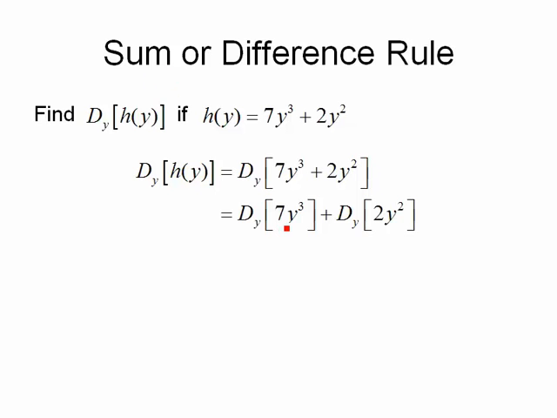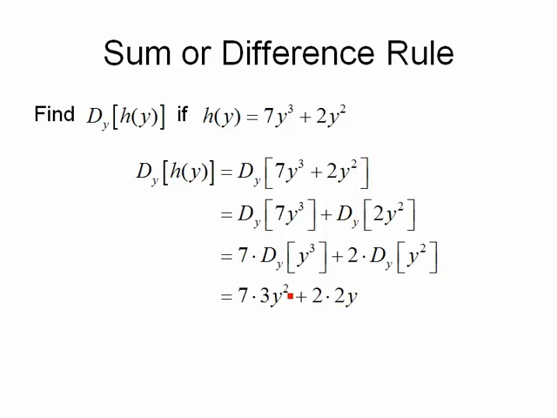Notice that there's a constant in each one of these individual derivatives. To do those, we're going to pull the 7 and the 2 out in front. So we take 7 times the derivative of y cubed plus 2 times the derivative of y squared. To do those derivatives, all we need is our power rule. The derivative of y cubed is 3y squared. The derivative of y squared is 2y. Now when I multiply my numbers out, I get 21y squared plus 4y as the derivative of h of y.